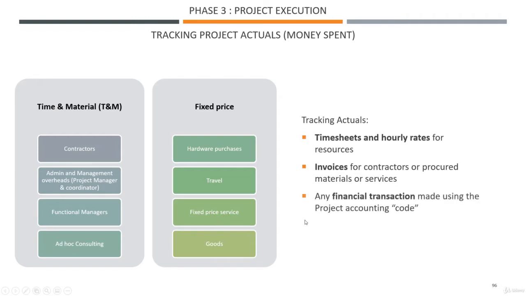Usually you would work with a finance department and they would have allocated a project code to your project. So you should be able to go to them and ask them, how much have I spent so far? They would extract all the actuals from that code for your project. So that's just some ways that you can keep track of what has been spent.